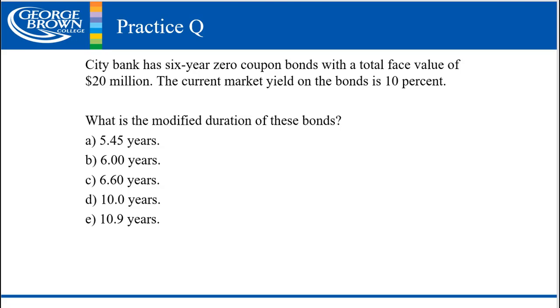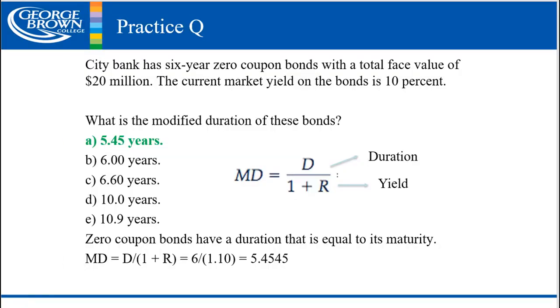Okay, so this first practice question: Citibank has 6-year zero coupon bonds with a total face value of 20 million. The current market yield on the bonds is 10%. What is the modified duration of these bonds? A, 5.45 years, B, 6 years, C, 6.6 years, D, 10 years, or E, 10.9 years. Okay, this question should be fairly easy.